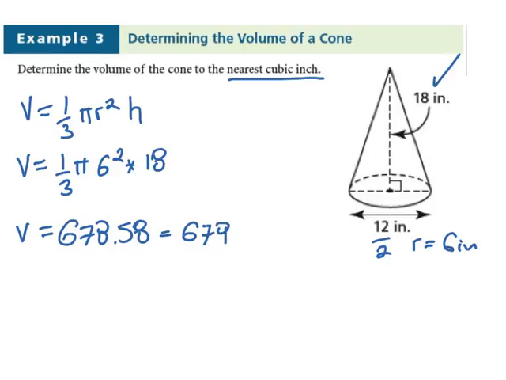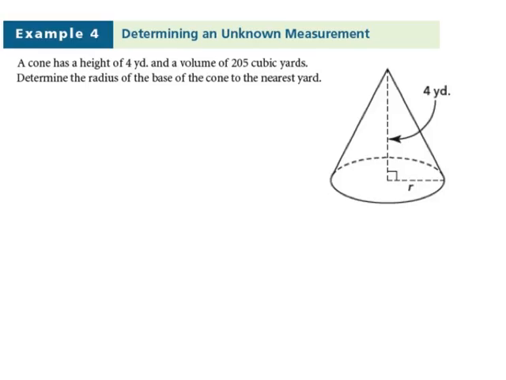Let's take a look at the last problem. In this example, we have a cone that has a height of 4 yards and a volume of 205 cubic yards. We need to determine the radius of the base of the cone to the nearest yard. Let's start with the picture and what we know. We know the height, but we don't know the radius, and that's what we're looking for. So let's write the formula. Volume is equivalent to 1/3 pi r squared times the height.